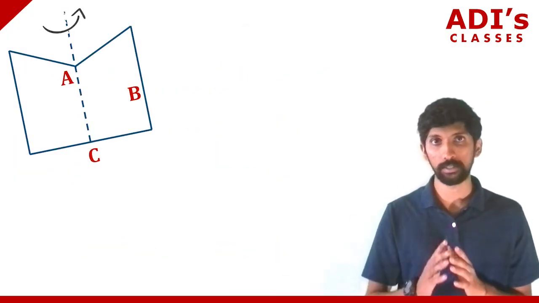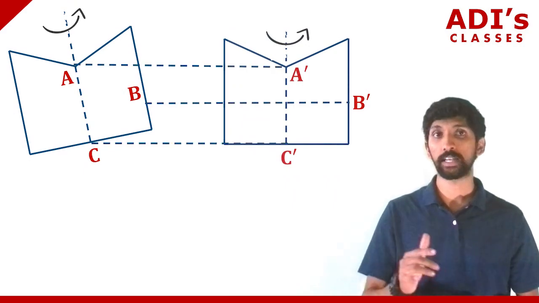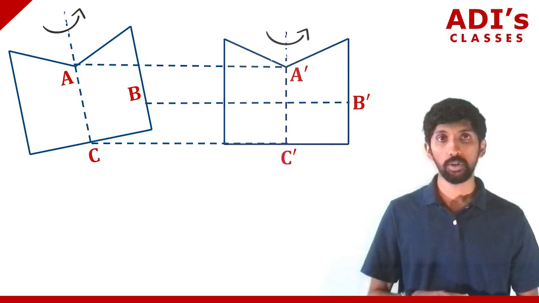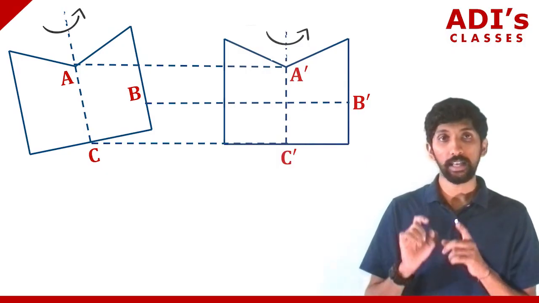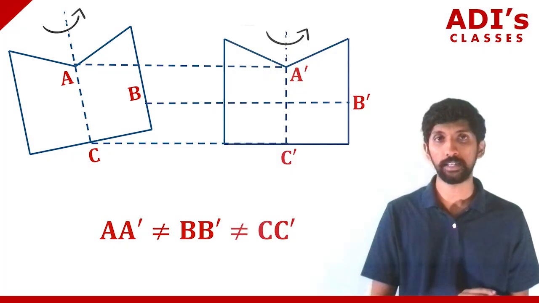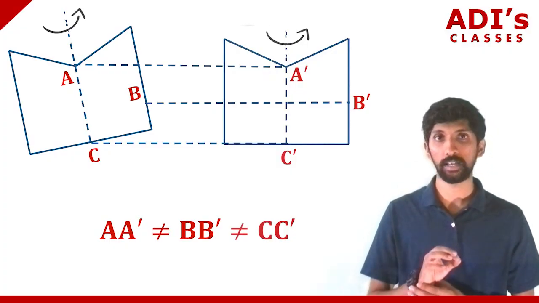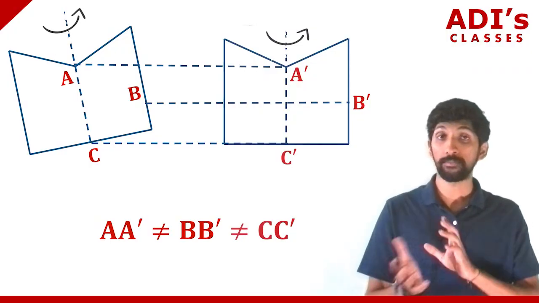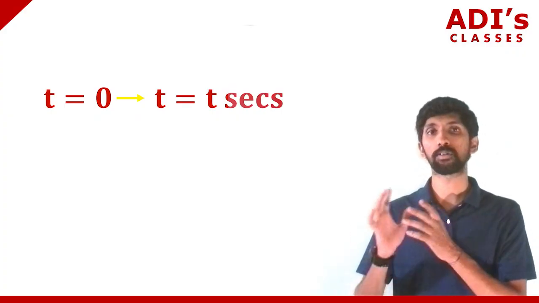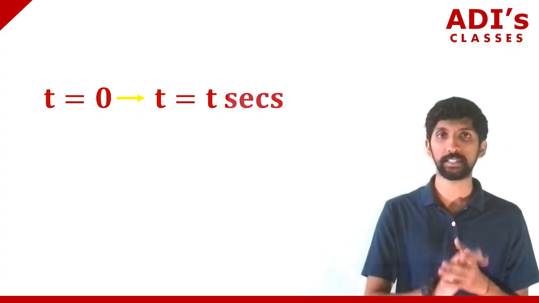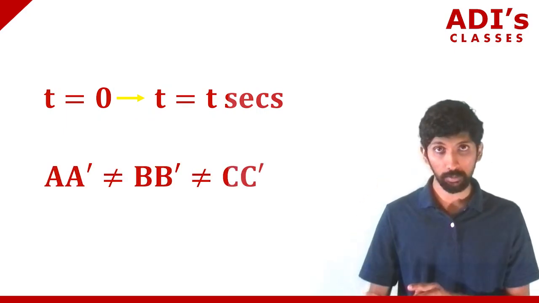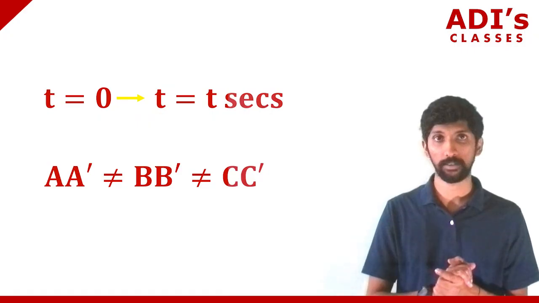Now consider one more example. See here, we have A dash, B dash, C dash. See here, rotation is also happening, correct? So in this case, if you look at it, are A dash, B dash and C dash equal? No, just looking at it we can directly tell, correct? See, in this particular scenario, we are moving the object and we are rotating the object, right? So let's say it's going from t is equal to 0 to some time t is equal to t seconds. Okay. So in this particular scenario, A dash is not equal to B dash, not equal to C dash, right?